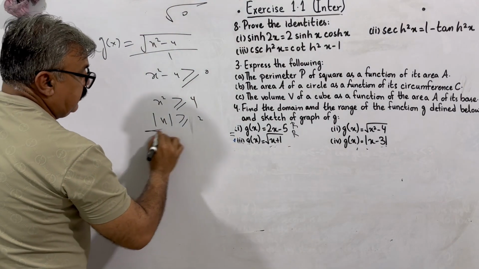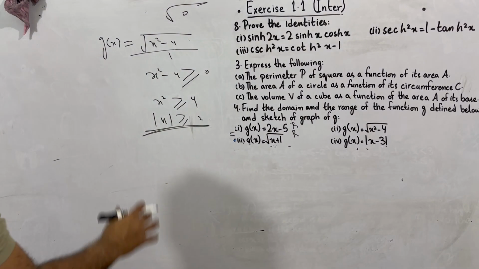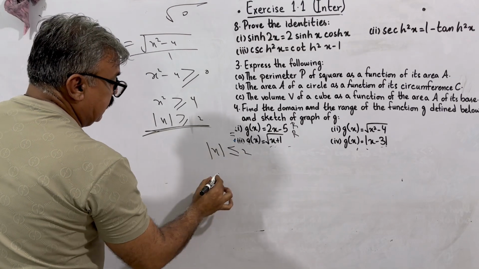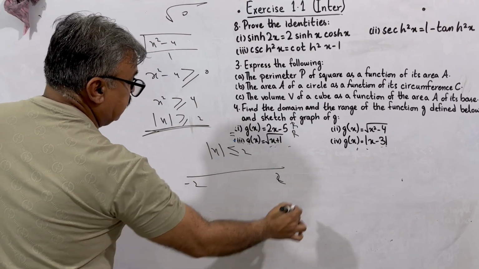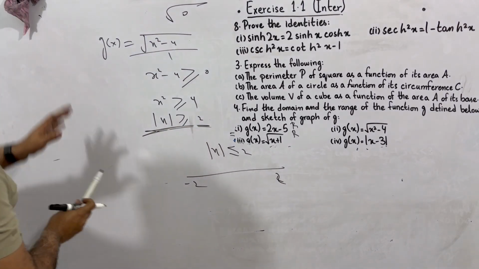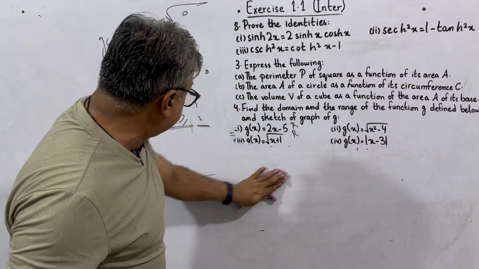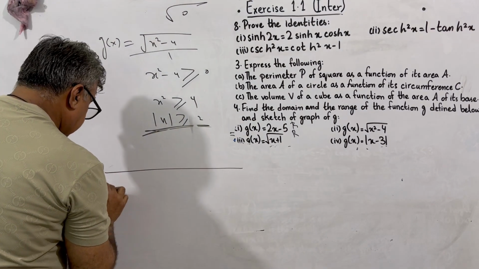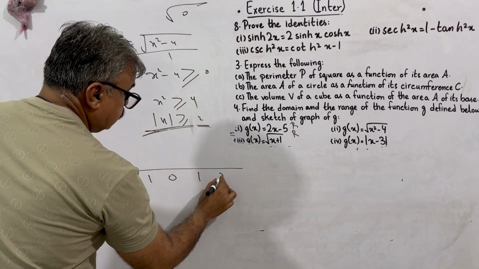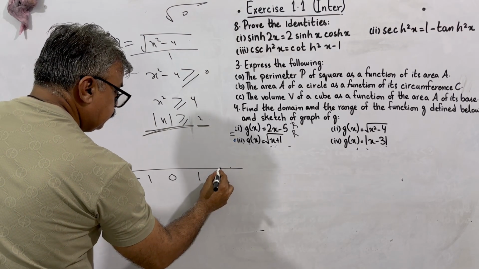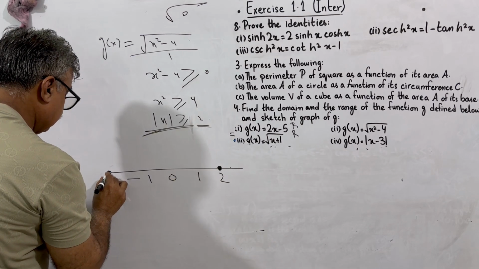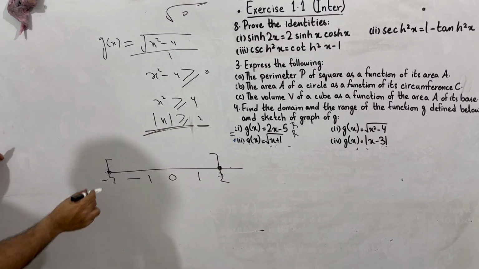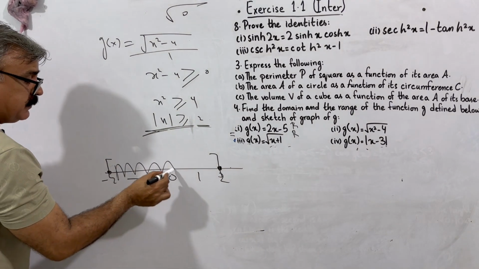If it were mod x less than or equal to 2, then everybody is familiar, from minus 2 to 2, that's our interval. But here the opposite is the situation. It means that we have to exclude minus 2, minus 1, 0, 1, 2. Here that's 2, here that's 2. It means we have to discard the middle portion.